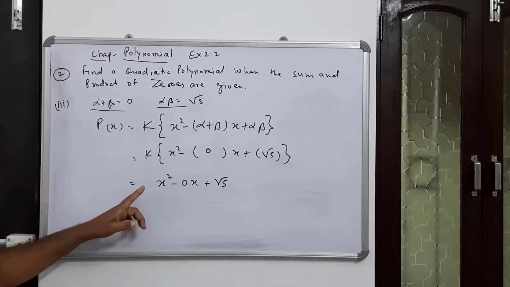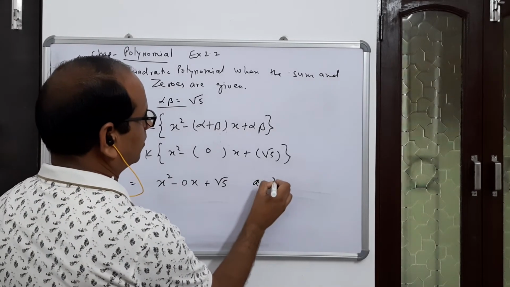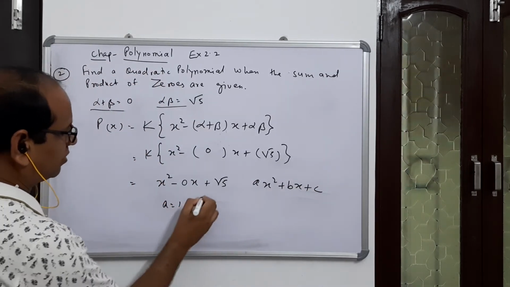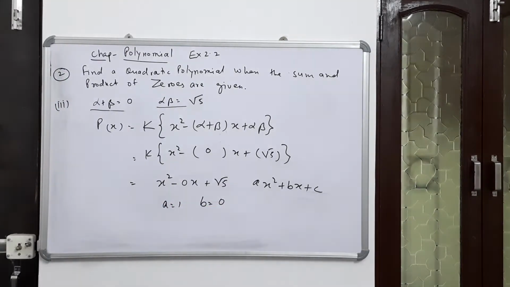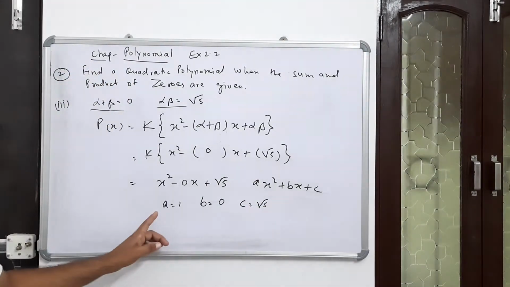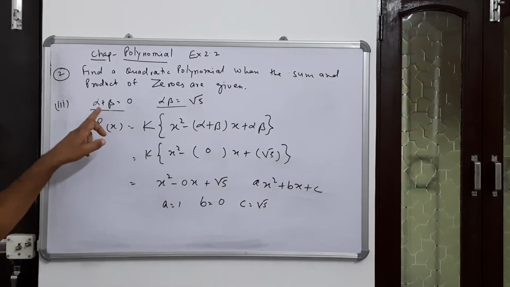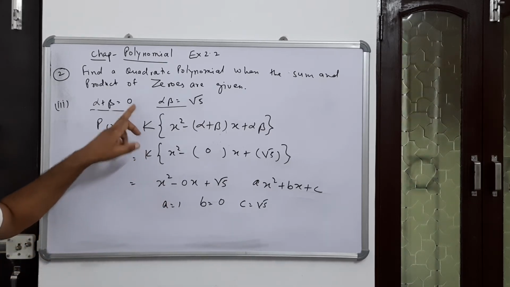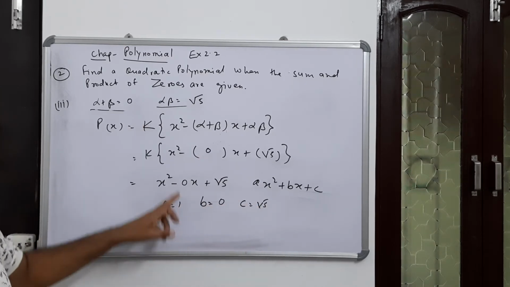It is 1. Now if I compare this with ax square plus bx plus c, then what is the value of a? It is 1. What is the value of b? It is 0. Minus 0 or plus 0, it is 0 only. And what is the value of c? It is root 5. Now you can even check your answer. You know alpha plus beta is minus b upon a, so it will be 0. What is alpha into beta? c upon a, so root 5 upon 1, it is root 5.